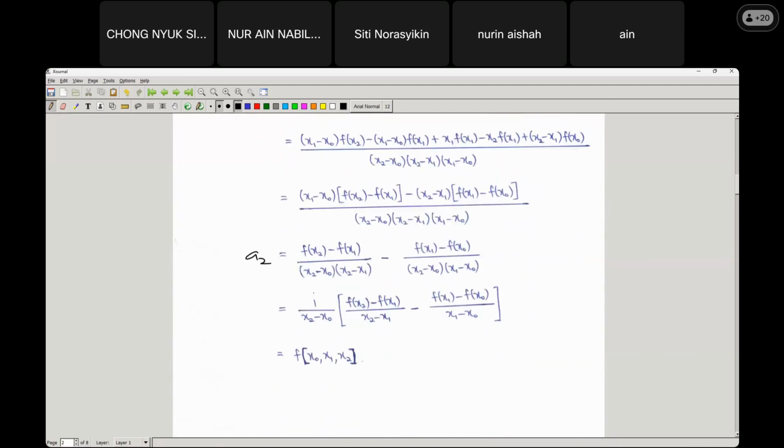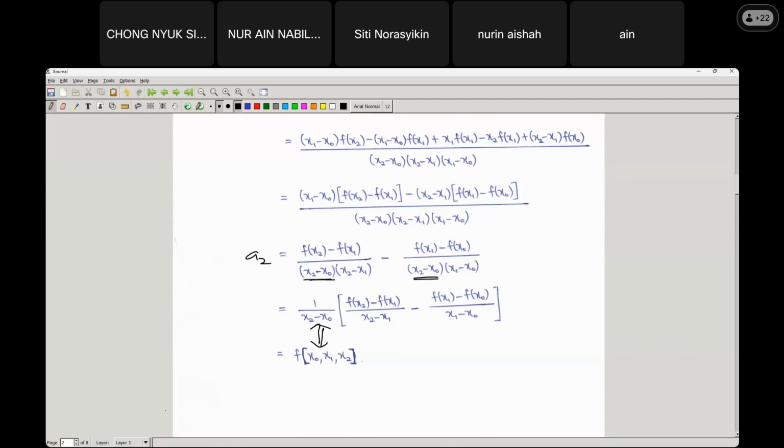Here we can see that there is a similar factor that you can factorize. So I factorize it, and this is what we are left with. From here we know that this formula is equivalent, so I can write it in terms of the divided difference f[x0, x1, x2], because they involve three points: x0, x1, and x2. So this is a general form.